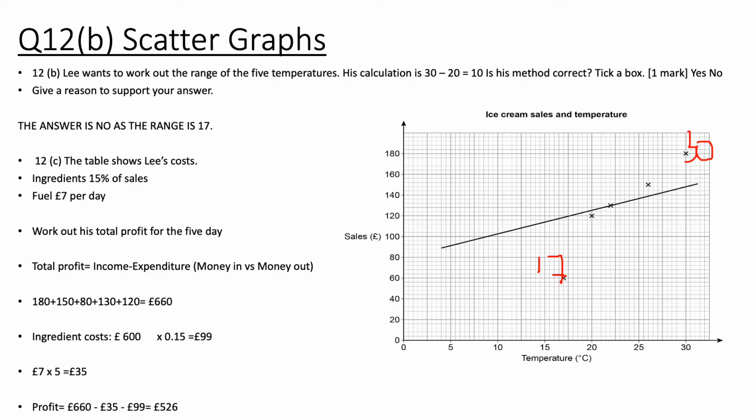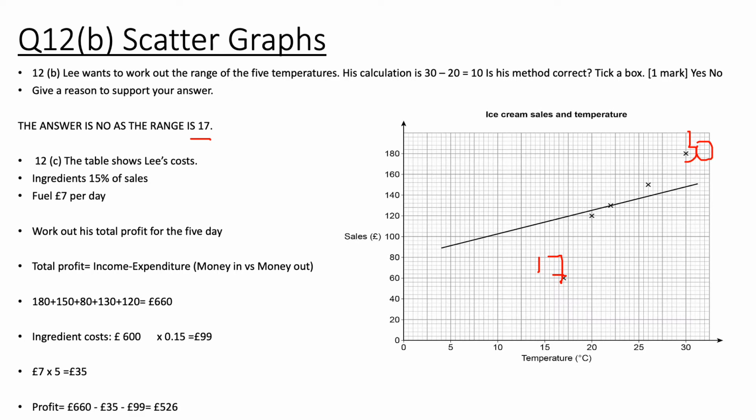Okay, so the range should be 30, take away 13, which is 17. Okay, so that one should be 17. Okay, so the range is 17.